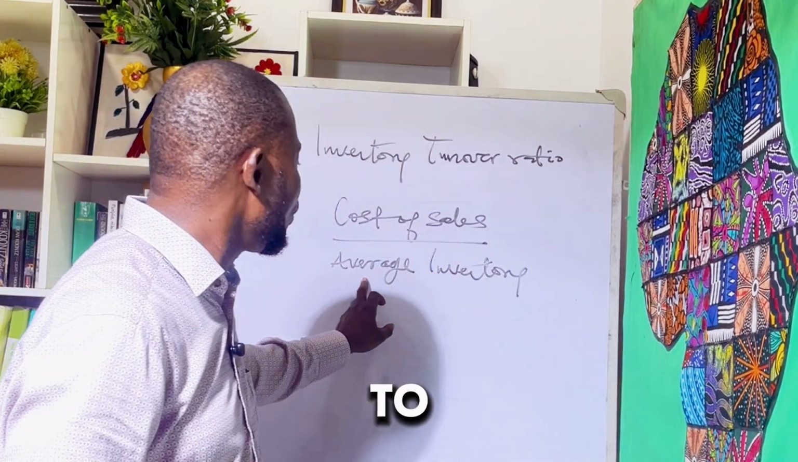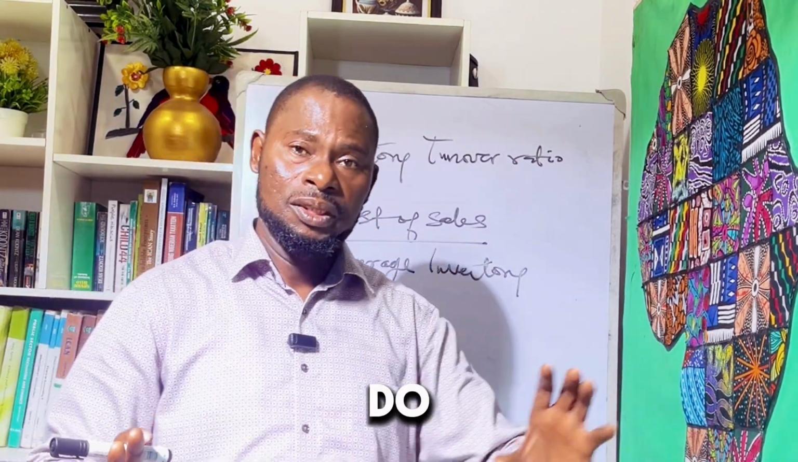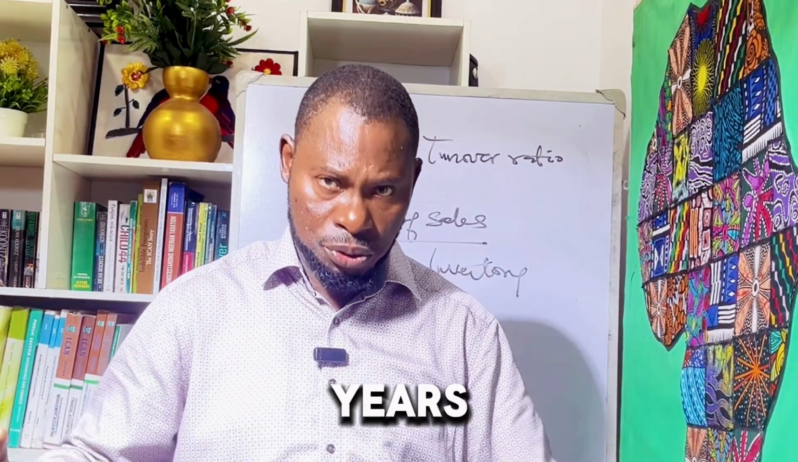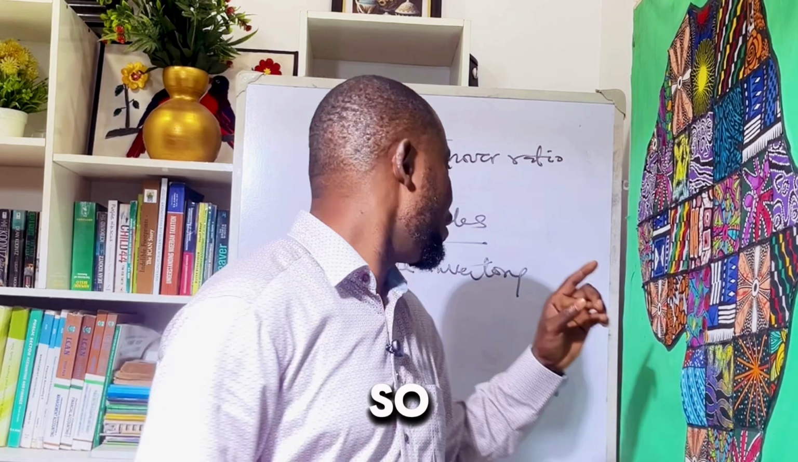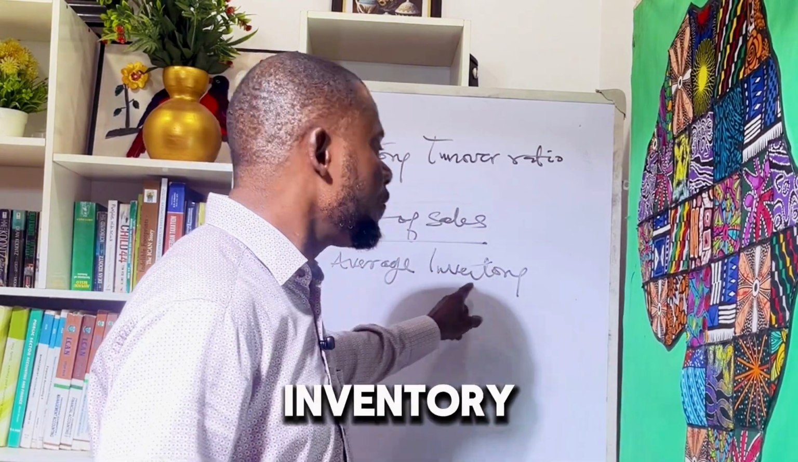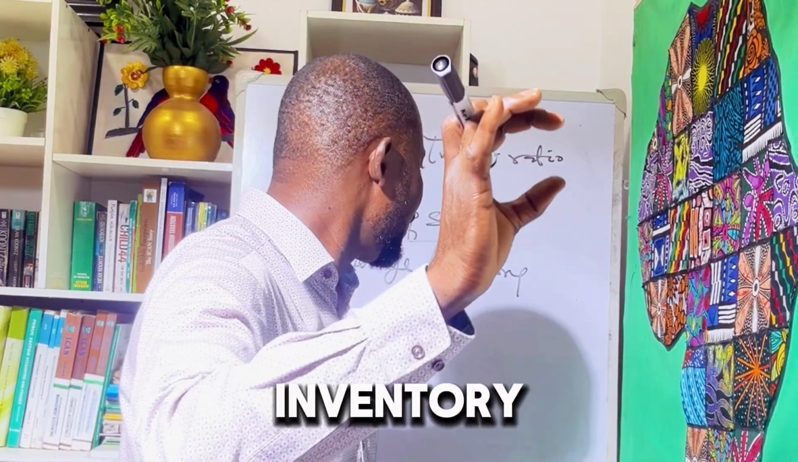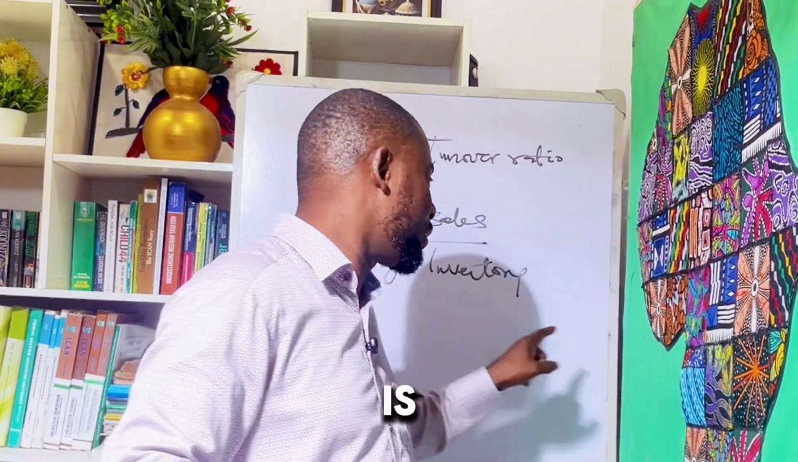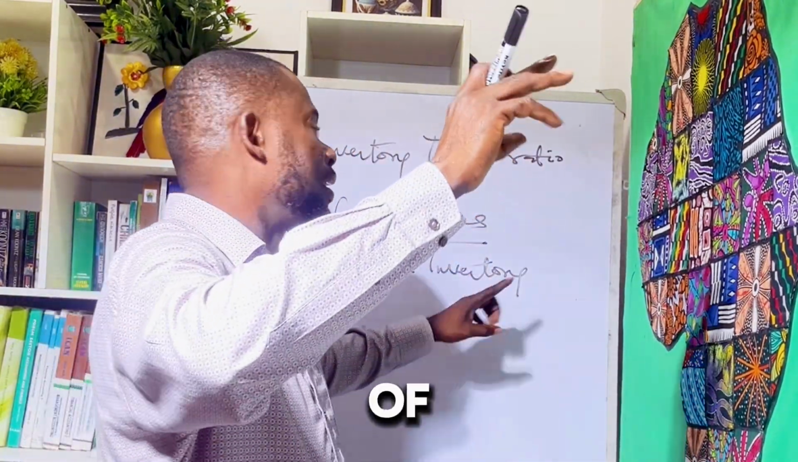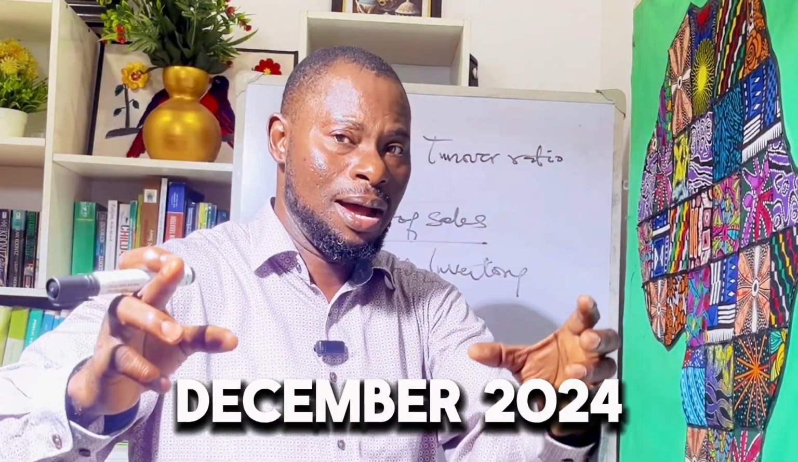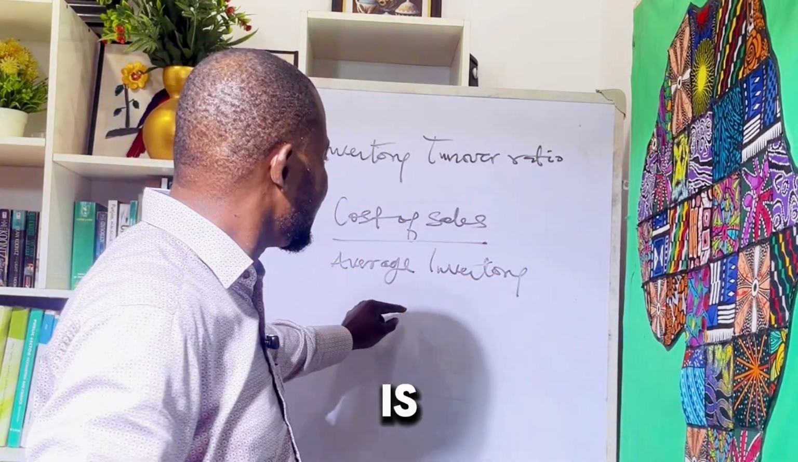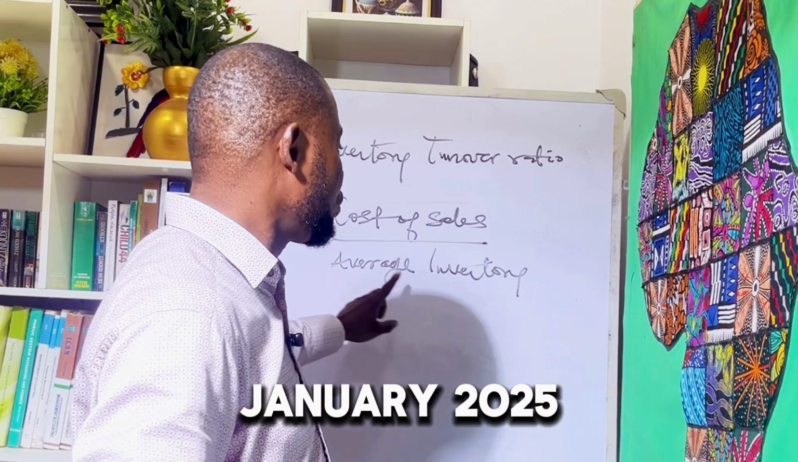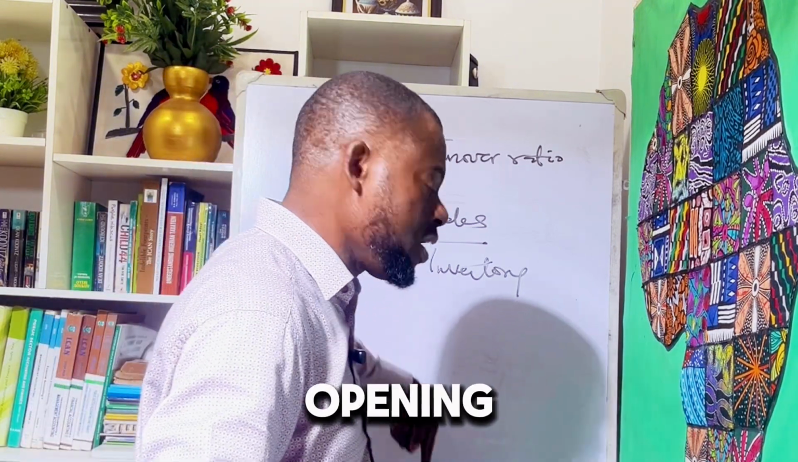Now, when you come to average inventory, as I told you, we are looking at 2 years usually for this analysis. So you look at the preceding period and you look at the current period. If you pick up the inventory figure from the last period, that is your opening. So as of, let's say, 31st December 2024, now in January, that is our opening. In January 2025, that is automatically our opening inventory.